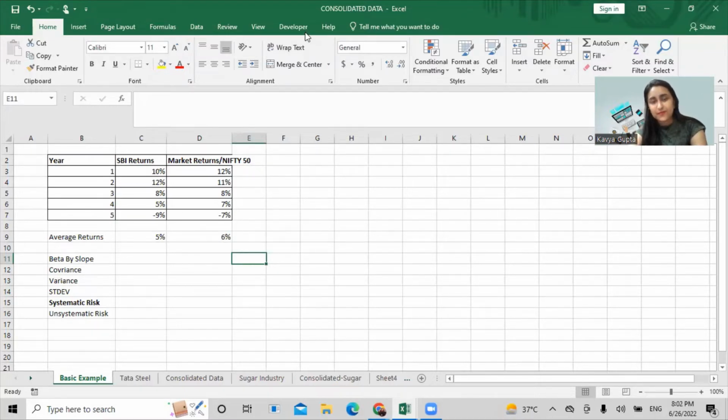Covariance divided by the variance. Covariance of the market. So you will not give me an incomplete formula. Get into this habit: we have to say covariance of the market returns and the individual stock returns, divided by the variance of the market.